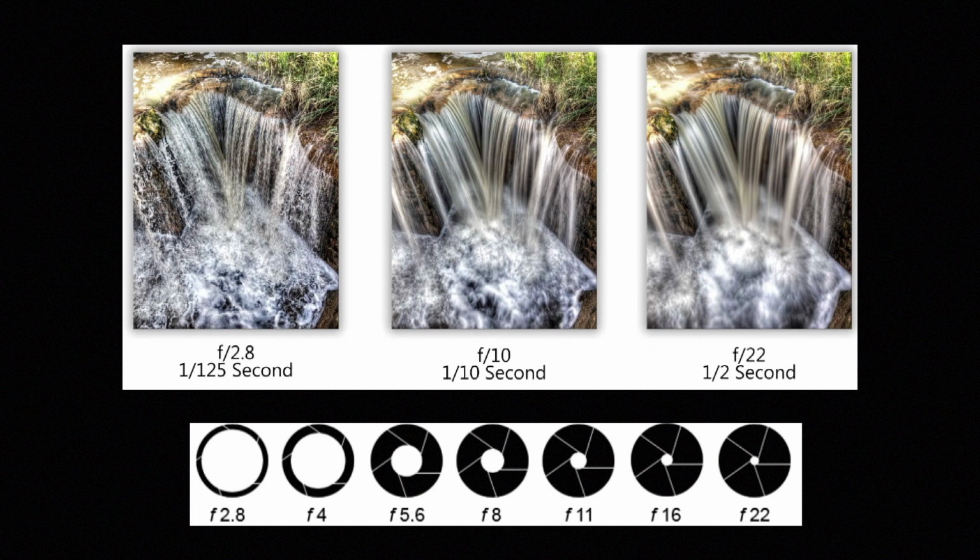Note that apertures have different numbers. These are called f numbers. The higher the f number, the smaller the aperture. The lower the f number, the larger the aperture.